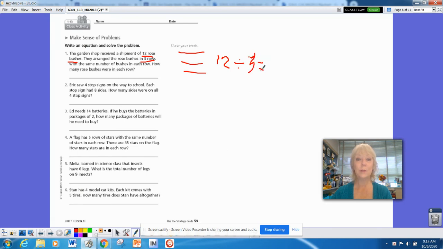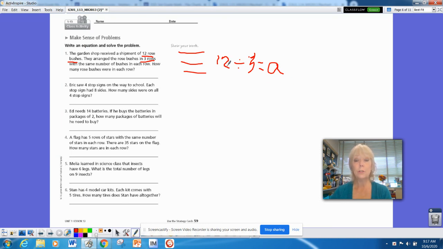And now we have to look for the product. Remember, the product is the end, the total, the sum. And we don't know what that is. So we're going to put a placeholder there just for the moment to find out. And this time we're going to use a letter, and let's use the letter A, just because. All right, so 12 divided by 3 equals A. Well, we have to figure out what A is.